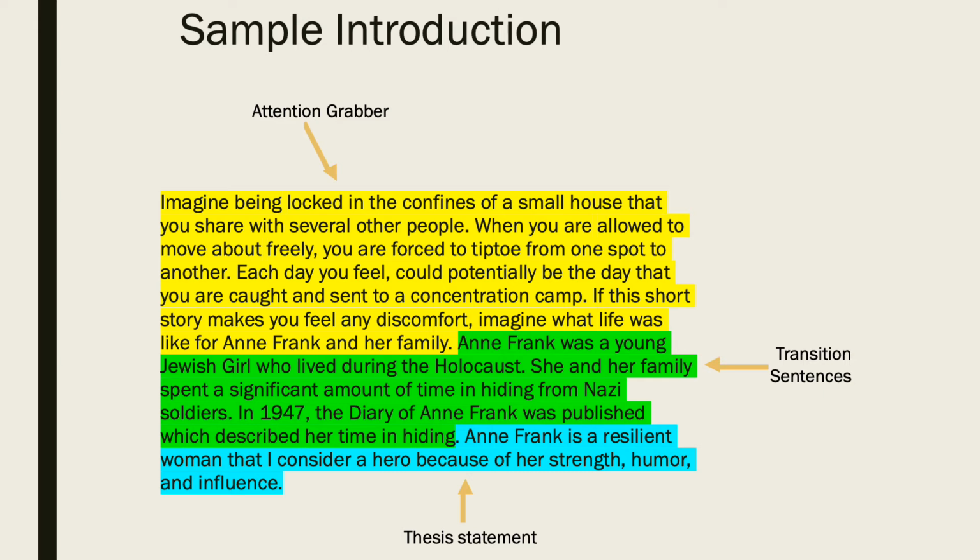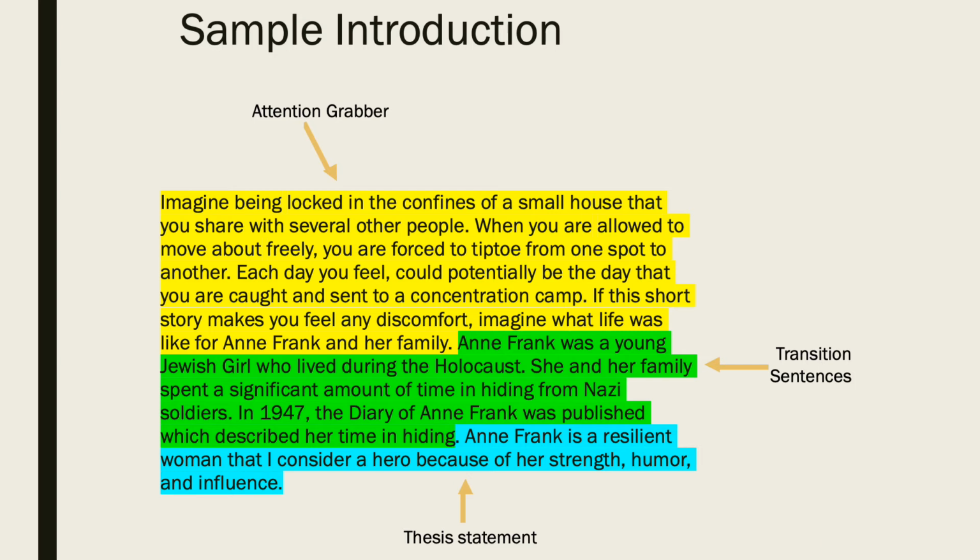If this story makes you feel any discomfort, imagine what life was like for Anne Frank and her family. Anne Frank was a young Jewish girl who lived during the Holocaust. She and her family spent a significant amount of time in hiding from Nazi soldiers. In 1947, the Diary of Anne Frank was published, which described her time in hiding. Anne Frank is a resilient woman that I consider a hero because of her strength, humor, and influence.